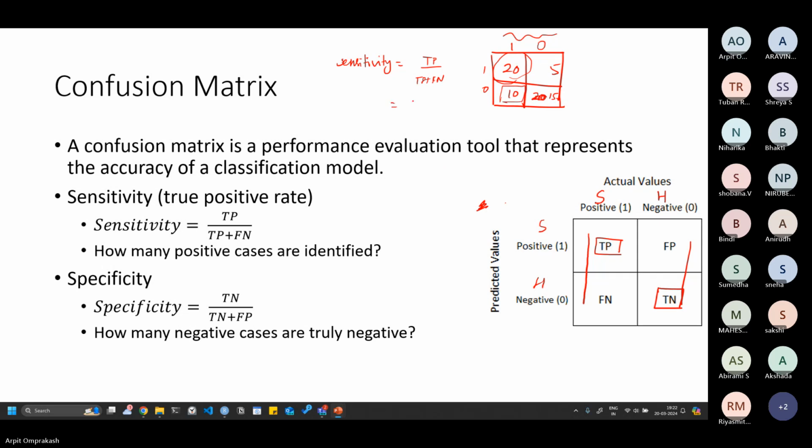What will we do? 20 divided by 20 plus 10, which is 2 by 3. And again, if we are asked to calculate specificity, it's given as true negative by true negative plus false positive. Basically, this divided by the sum of these. 15 divided by 15 plus 5. 15 by 20, 3 by 4. Right. These are the kinds of questions you might get on this. Most likely you won't get these kinds of questions, but if you do, they might be like this.